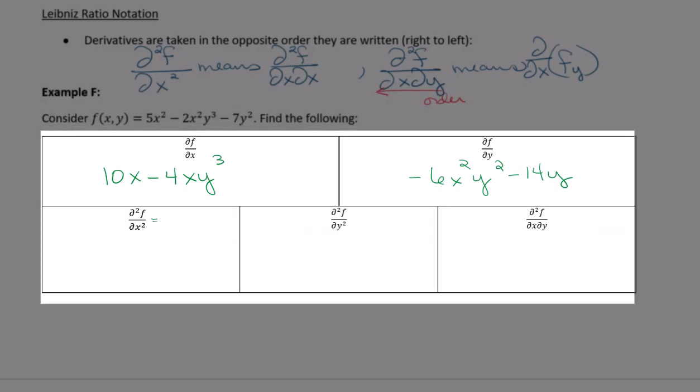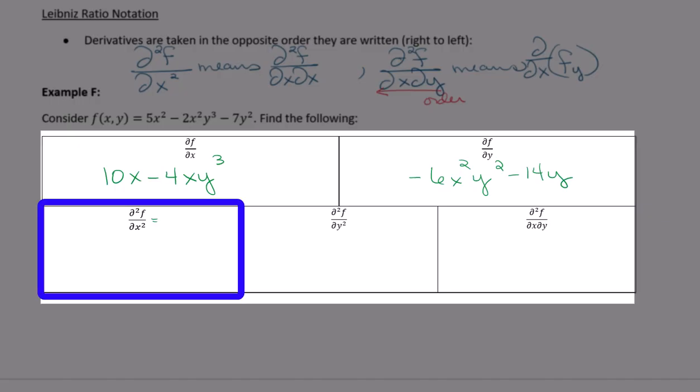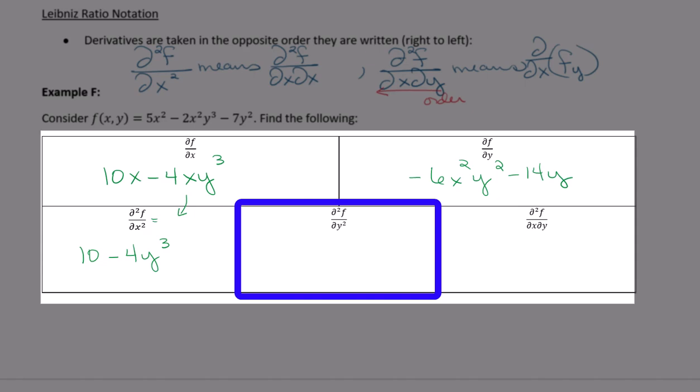So in the bottom row, we are finding the second order derivatives. In the first block, we're taking it with respect to x and then with respect to x again. So we would use this block, and with respect to x, we would get 10 minus 4y cubed. In the second block, second order derivative, but doing y twice. So here's y the first time. And if we take the derivative with respect to y again, we would get negative 12x squared y minus 14.